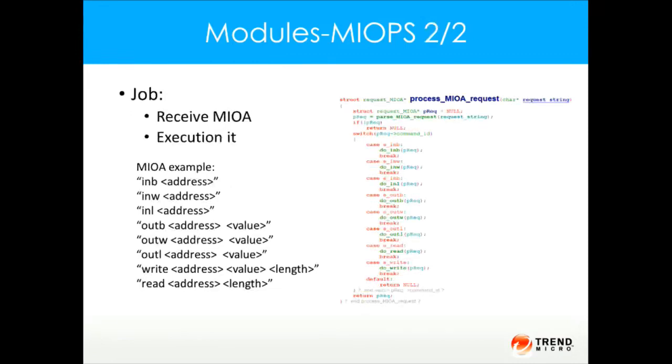So the main job of the proxy server is it will receive the I/O requests, which could be described like this. For example, it's input byte, input word, input long, output byte, output word, output long, and read write specific address with specific value and length. So the proxy server can process the I/O requests like this.